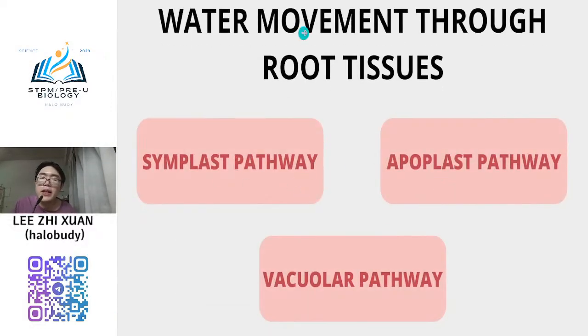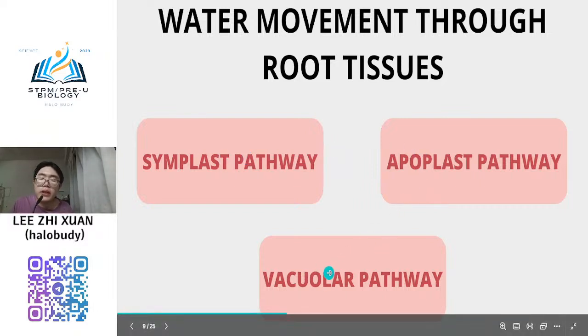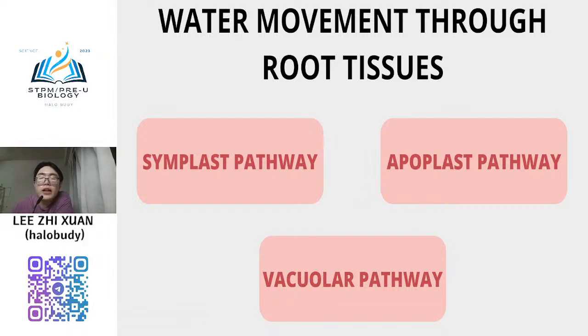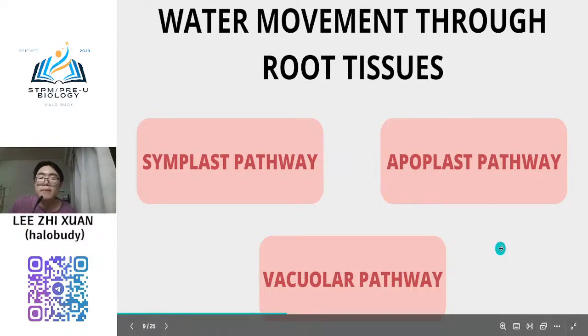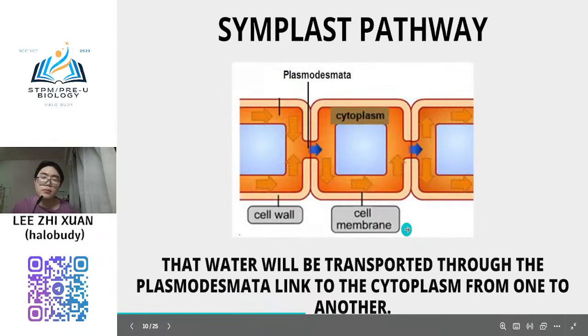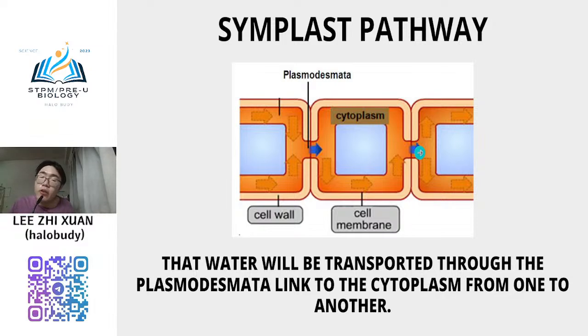So I already mentioned water movement through root tissue: symplast, apoplast, and also vacuolar. Another book mentioned transmembrane, but in our syllabus, in the MPS syllabus, they mention vacuolar. So in the exam, you had better use vacuolar rather than transmembrane. Okay, the symplast pathway is very easy.